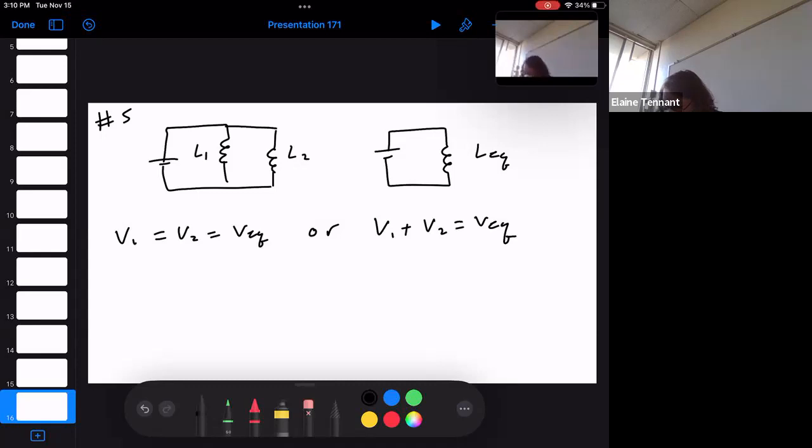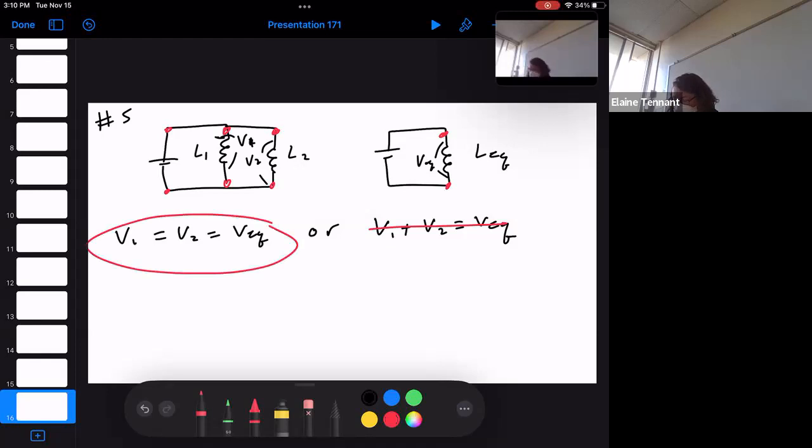So if you look at the voltage across L2 and the voltage across L1, would those add up to some equivalent voltage, or would you expect them to be just the same? I like equal, right? Because they're all hooked up to the same battery, right? So the voltage between these two spots is going to be the voltage between these two spots, the voltage between these two spots, and the same thing there. So our voltages are going to be equal.